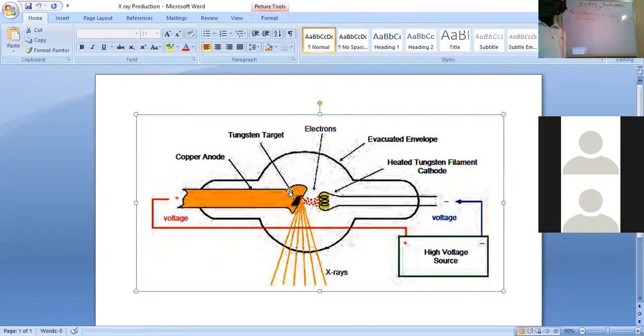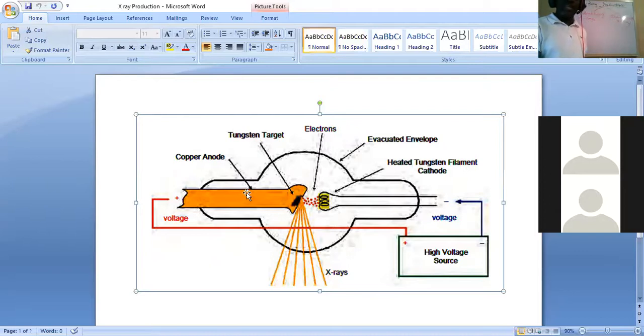The anode is, of course, the target material. And again, most especially, it's made of tungsten because of the earlier properties we mentioned here. It has a high absorption rate, it can withstand heat, and so many other things. And then we have the copper anode. This copper is also part of the anode material.